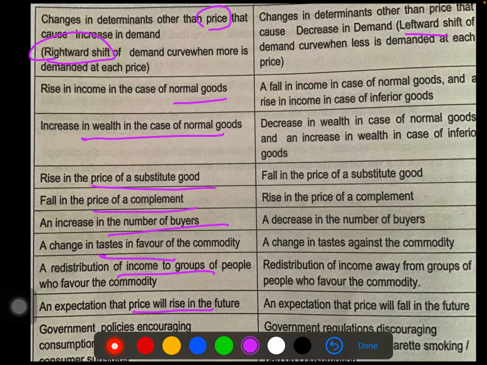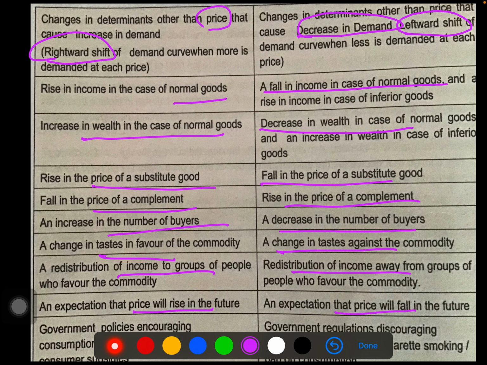On the other side, we'll talk about the left side. Whenever we see the demand curve shift towards the left side, that means the demand is decreasing. What are the reasons for a decrease in demand? A fall in income in the case of normal goods, a decrease in wealth in the case of normal goods, a fall in the price of substitutes, a rise in the price of complements, a decrease in the number of buyers, taste and preferences being completely against the good, and redistribution of income, where people become poor and get less income.